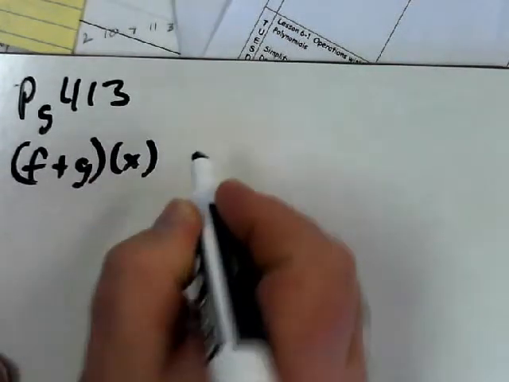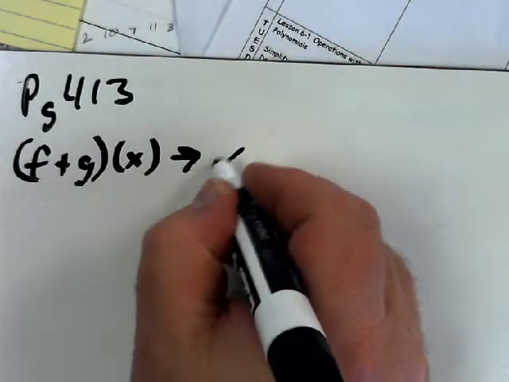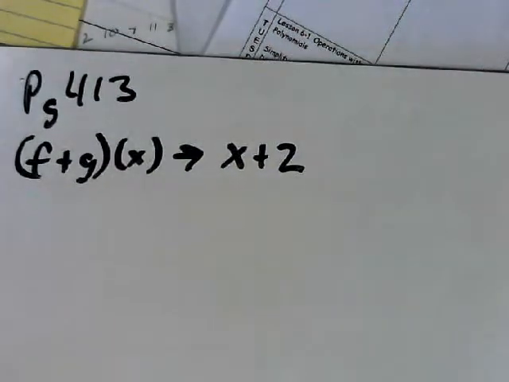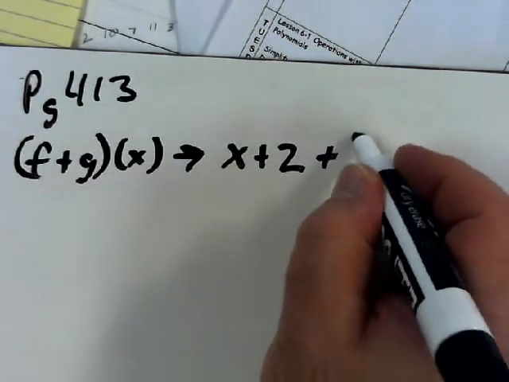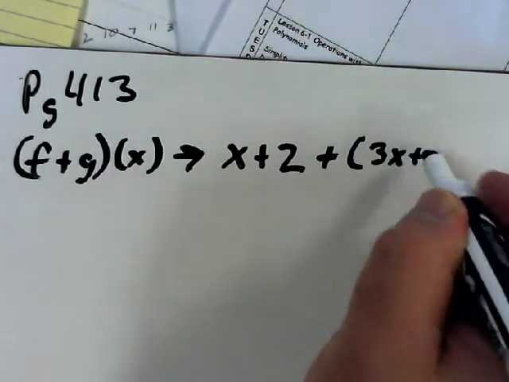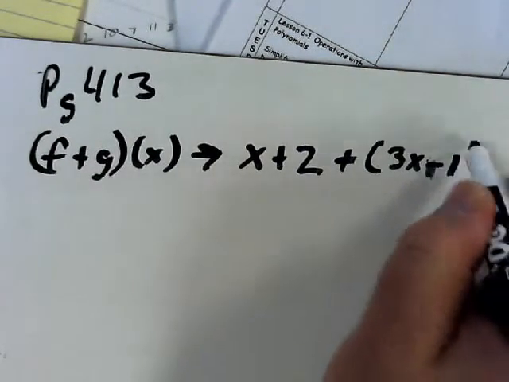We're going to do problem number 1 from page 413. The first thing I'm going to do is f plus g of x. Well, what's the f of x? x plus 2. And what's the g of x? 3x minus 1. So I'm actually adding 3x, I'm sorry, not plus, minus 1.